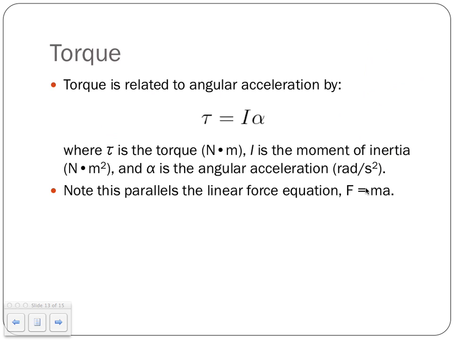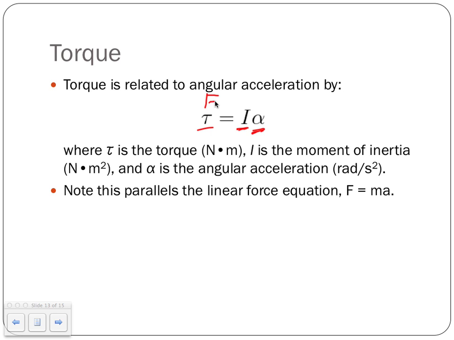So let's take a look at a way to figure out angular acceleration if we know the torque. The relationship between them is that tau is equal to I alpha, where tau is the torque, as we've been discussing here, I is your moment of inertia that we just finished discussing, and alpha is your angular acceleration.